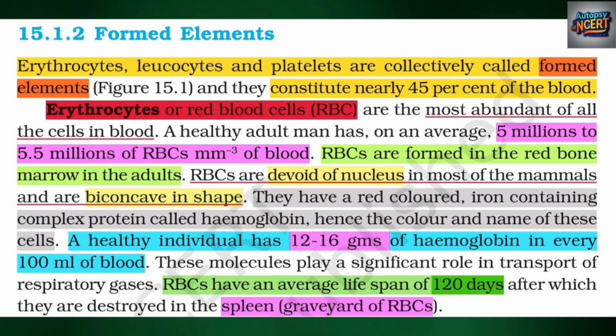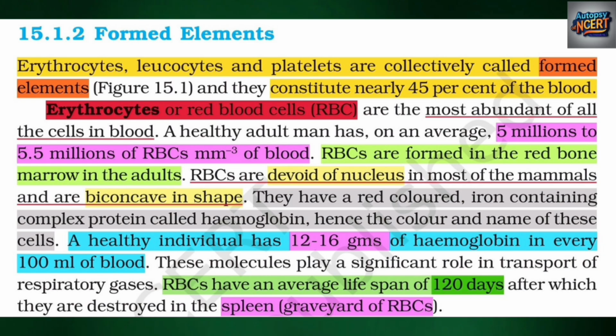15.1.2 Formed elements. Erythrocytes, leukocytes, and platelets are collectively called formed elements. Figure 15.1. And they constitute nearly 45% of the blood. Erythrocytes, or red blood cells, RBC, are the most abundant of all the cells in blood. A healthy adult man has, on an average, 5 million to 5.5 million of RBCs per mm³ of blood. RBCs are formed in the red bone marrow in the adults. RBCs are devoid of nucleus in most of the mammals and are biconcave in shape.